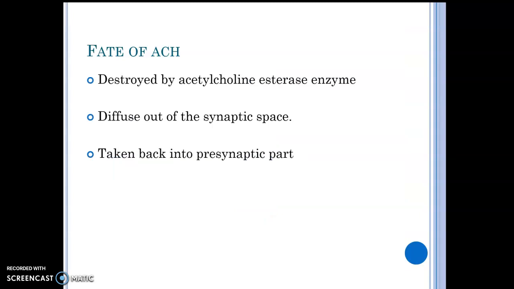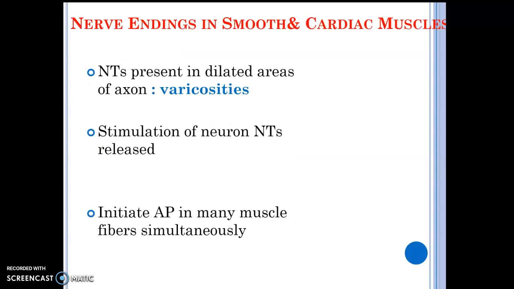And once this action potential has done its action, what happens? The acetylcholine will be destroyed by the acetylcholine esterase enzyme and diffuses out of the space and is taken back to the presynaptic membrane. So now we have discussed the neuromuscular junction in the skeletal muscle.